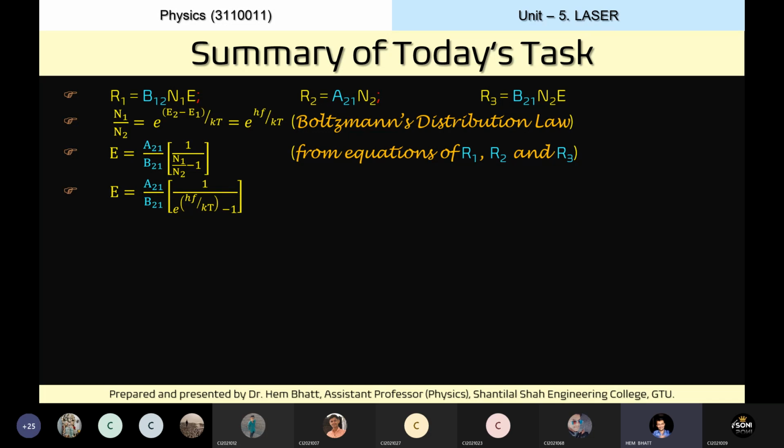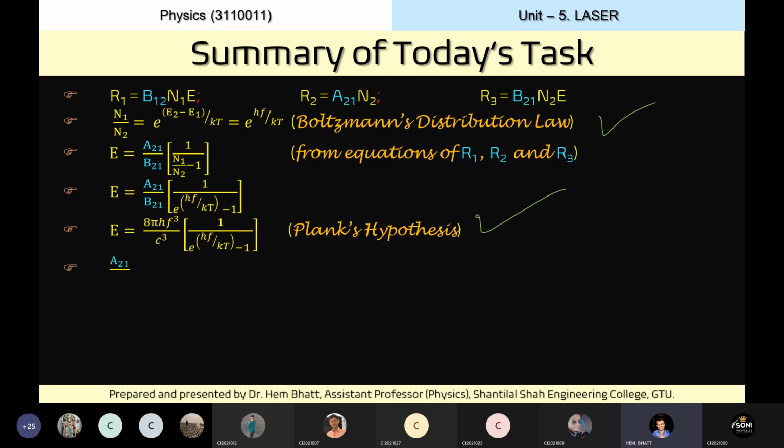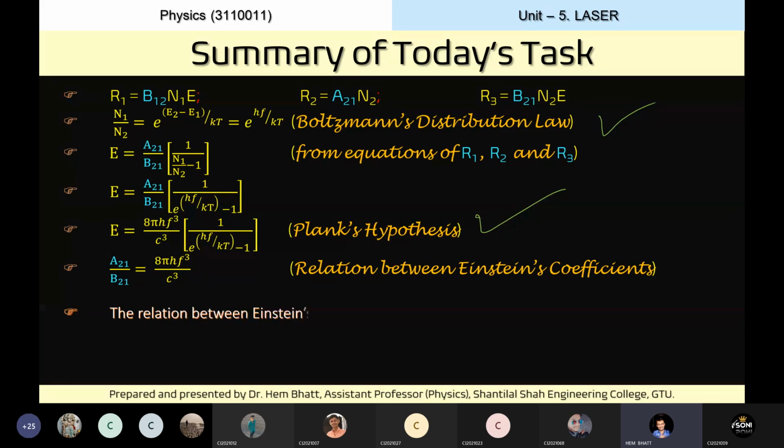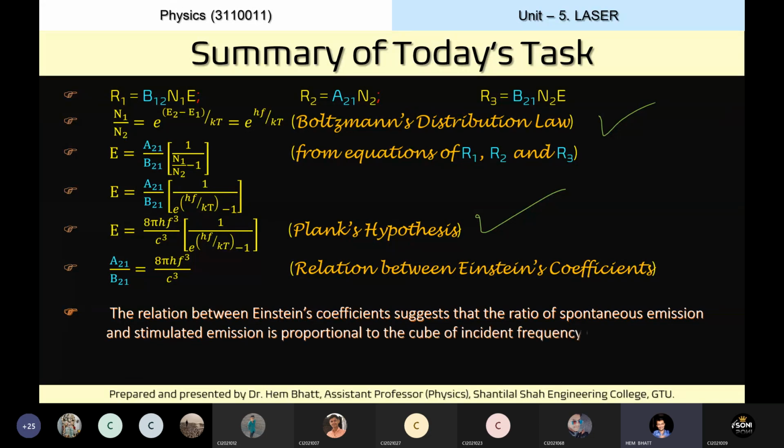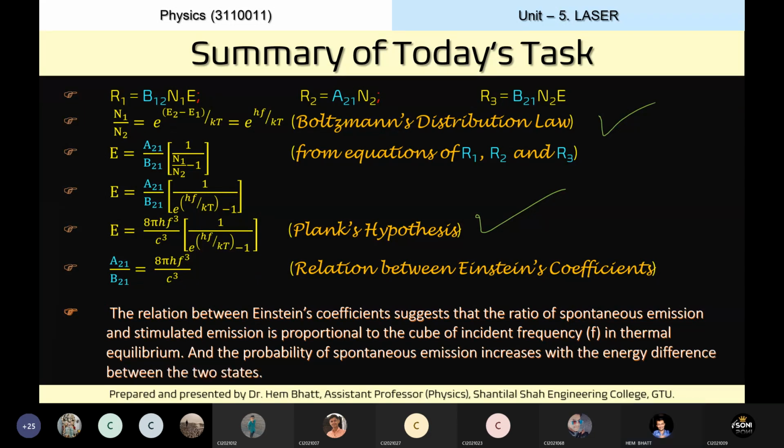Then we use Planck's hypothesis. Planck's hypothesis છે. These two equations you will have to remember, and ultimately we arrived at a21 by b21 is 8 pi hf cube by c cube. That is the relation between Einstein's coefficient, which suggests that the ratio of spontaneous emission and stimulated emission is proportional to cube of incident frequency in thermal equilibrium, and the probability of spontaneous emission increases with energy difference. So that is the task we did today.